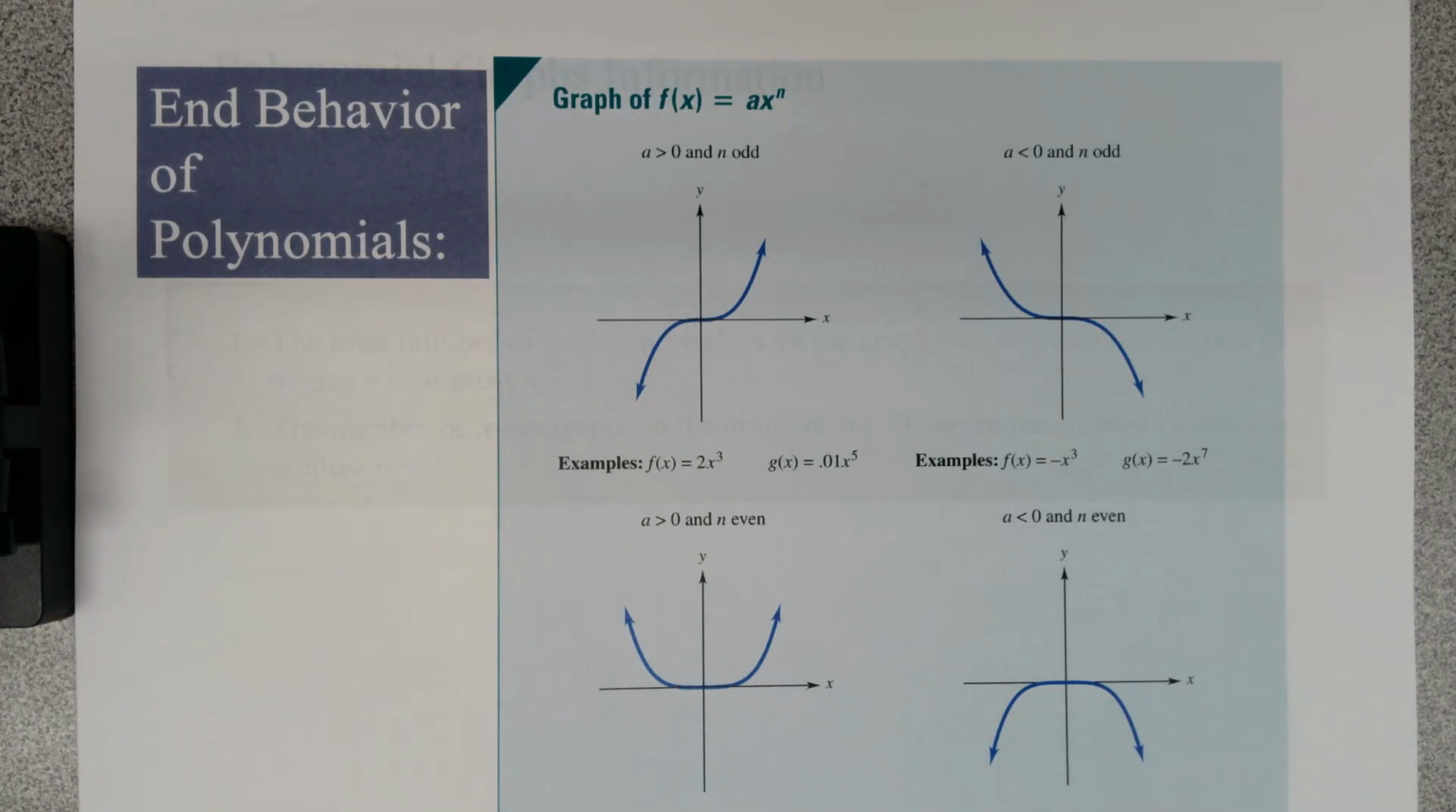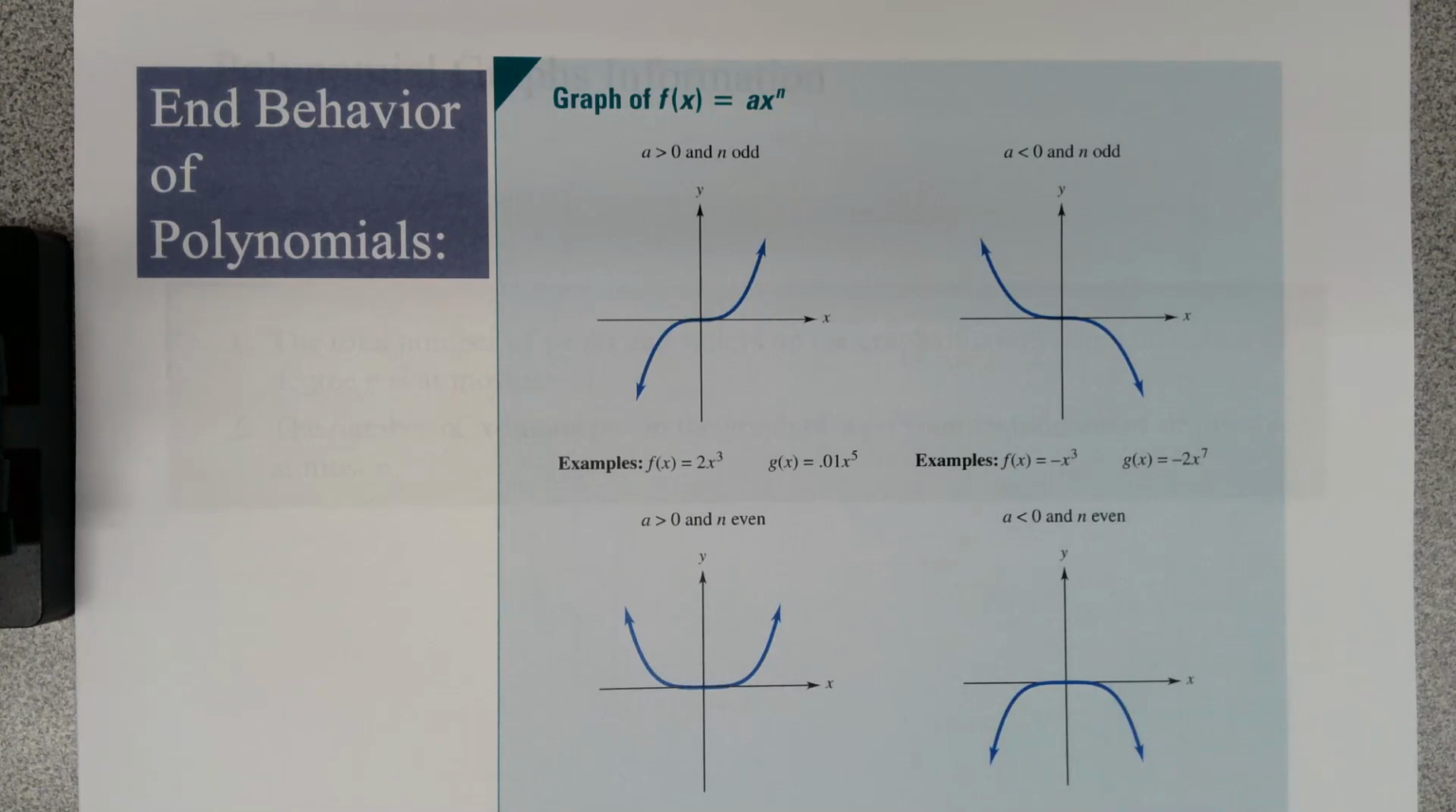That same thing is true for any even degreed polynomial. So if your degree is a 2, if your degree is a 4, 6, 8, 10, anything that's even, if your leading coefficient is positive, the end behaviors will go to positive infinity. If your leading coefficient is negative, the end behaviors will go to negative infinity.